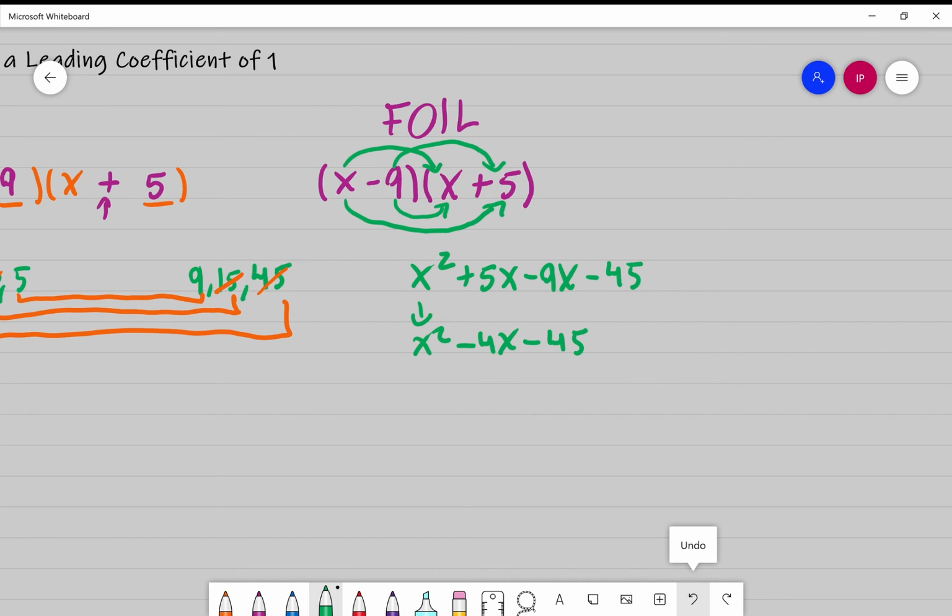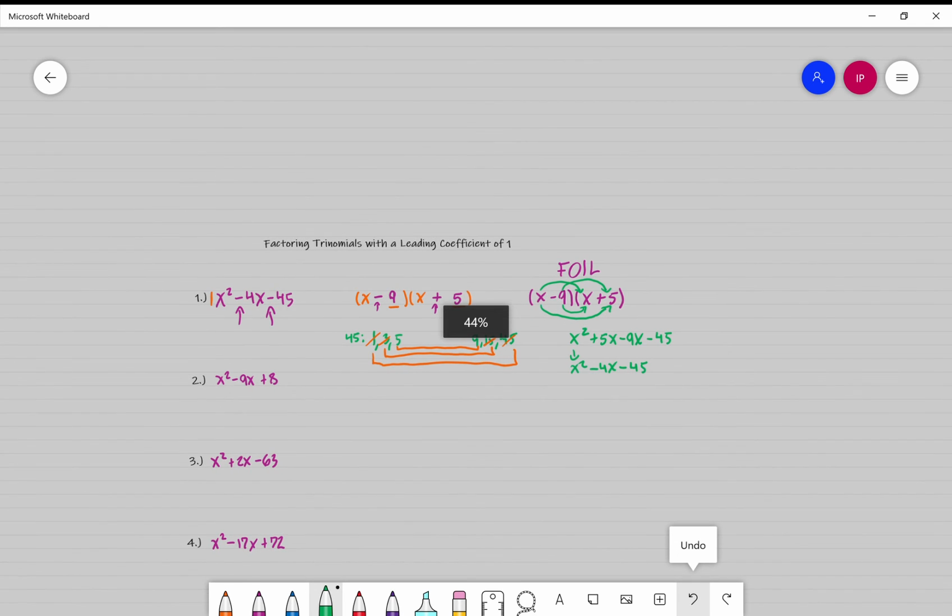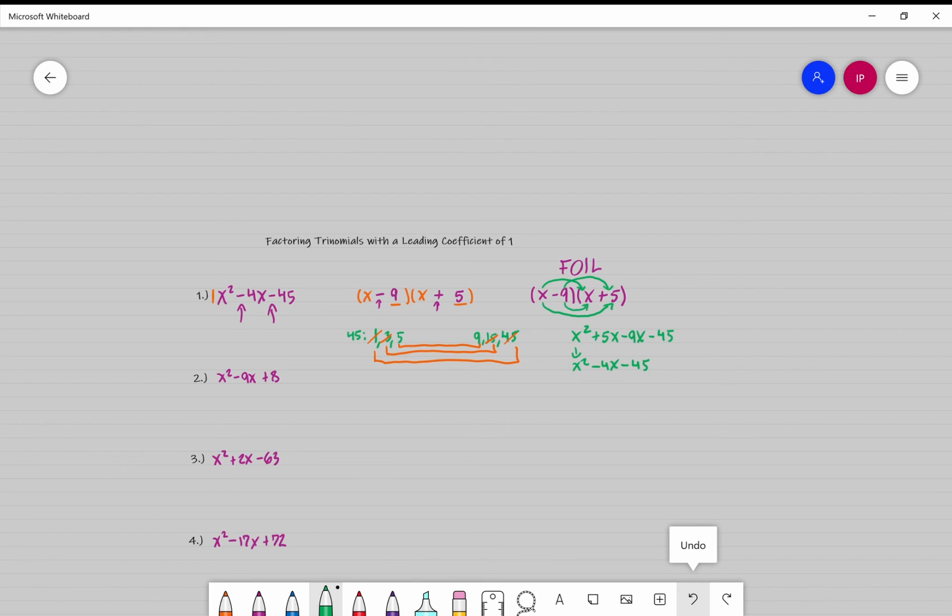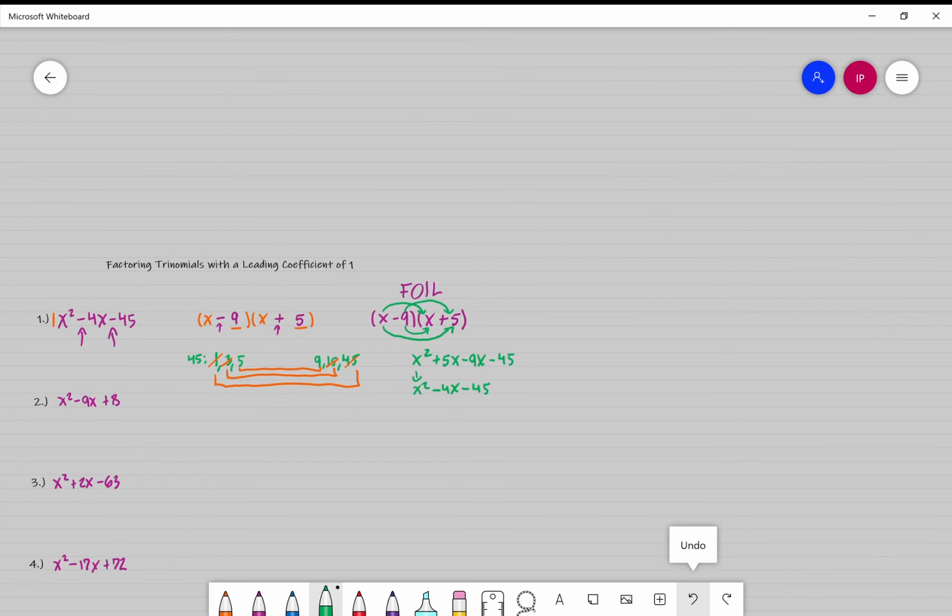If this is what we started with, then that means we're right. Look at that. That's right. So when we checked our factoring, we ended up with whatever we started with. So that checks out. So just to write the answer again, I'll write it: x minus 9, x plus 5. That's our answer.